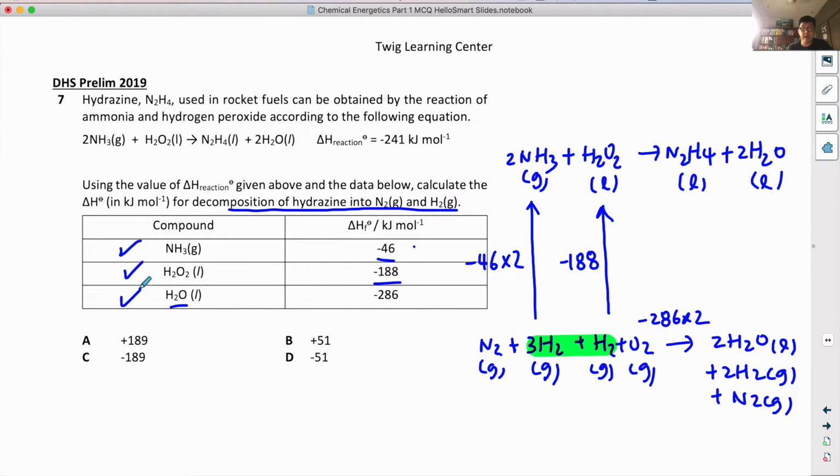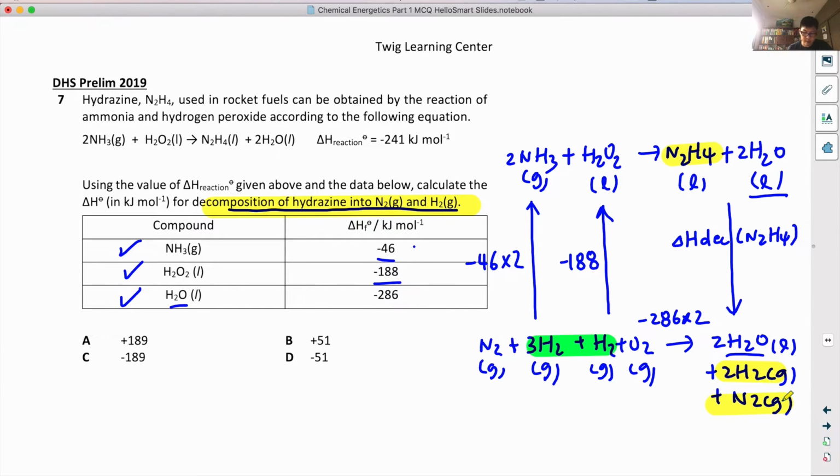Now if you look at it carefully, what's the question asking for? They want decomposition of hydrazine into nitrogen and hydrogen, and that's the one that we're looking at. It's actually coming down. This is the decomposition of hydrazine, N2H4. You notice there's nothing happening to the water. So it's basically hydrazine decomposing into hydrogen and nitrogen. That's what we're looking for.